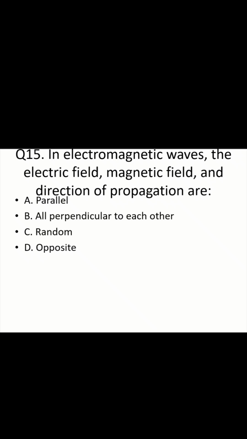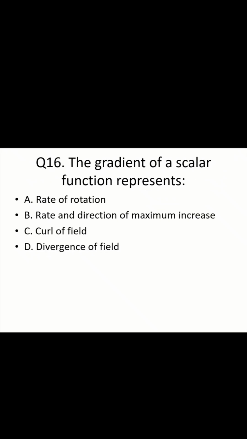In electromagnetic waves, the electric field, magnetic field and direction of propagation are parallel or perpendicular to each other, random or opposite. So the correct option is option number B, all perpendicular to each other. Question number 16, the gradient of a scalar function represents rate of rotation, rate and direction of maximum increase, curl of field or divergence of field. So the correct option is option number B, rate and direction of maximum increase.